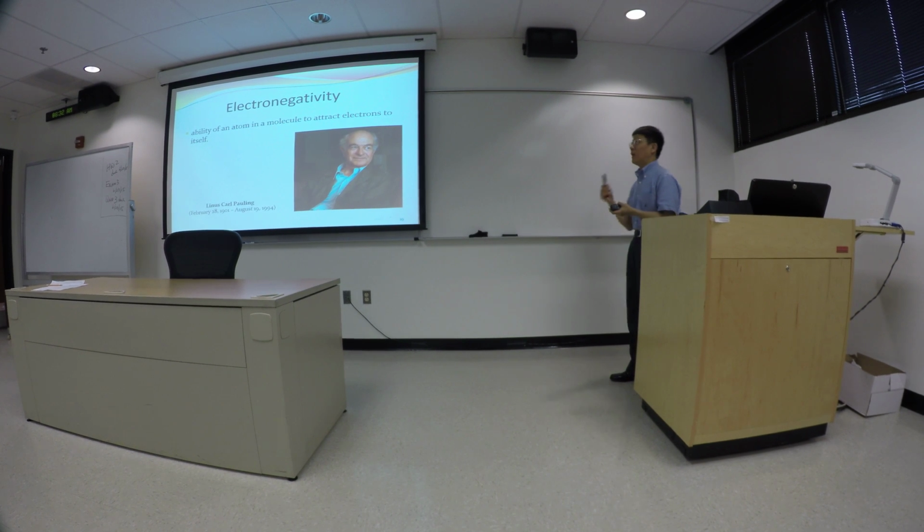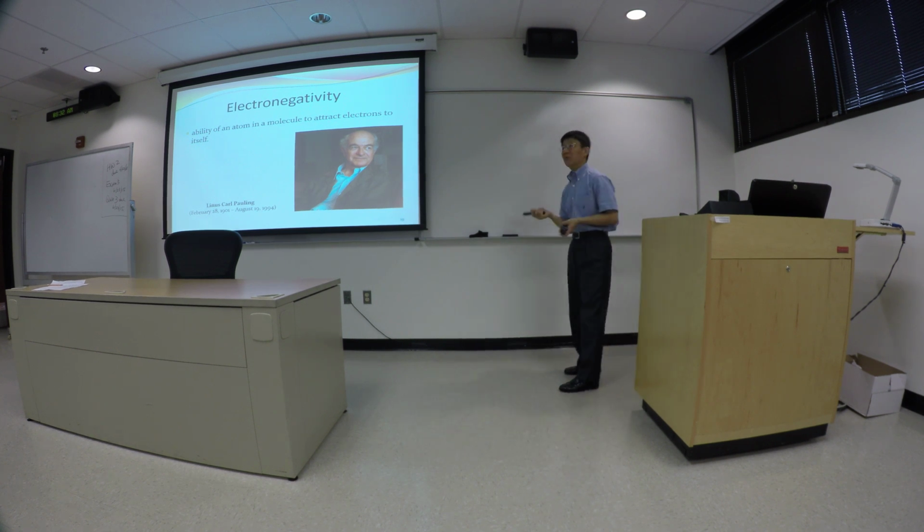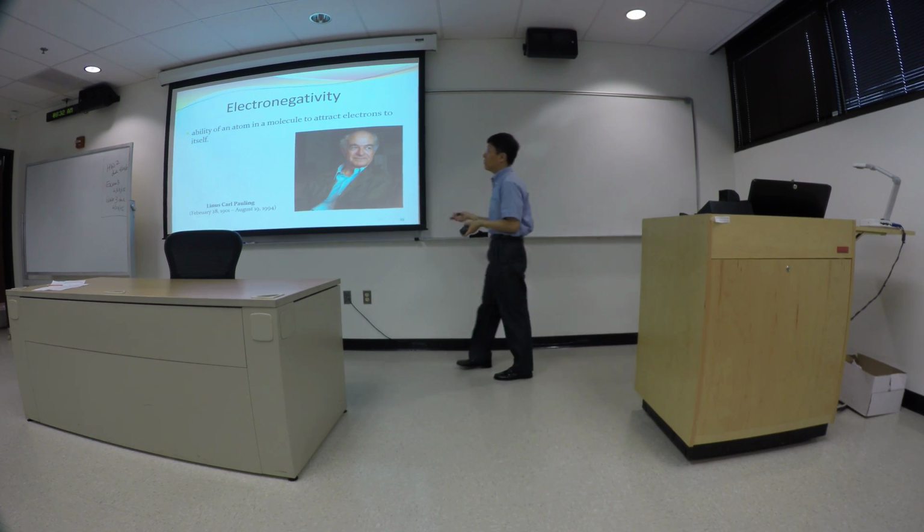He assigned values to the atoms of each of the elements in the periodic table. Fluorine, being the most electronegative element, has a value of 4.0. Hydrogen is 2.2, or 2.1, somewhere in that neighborhood. So each atom has a different electronegativity value. But how do we define electronegativity?